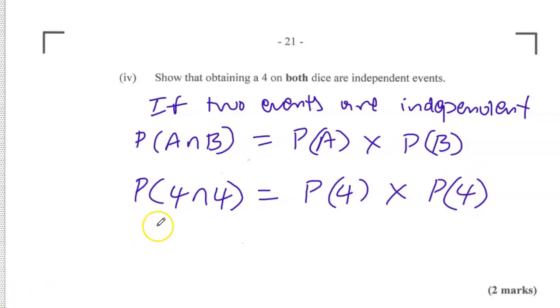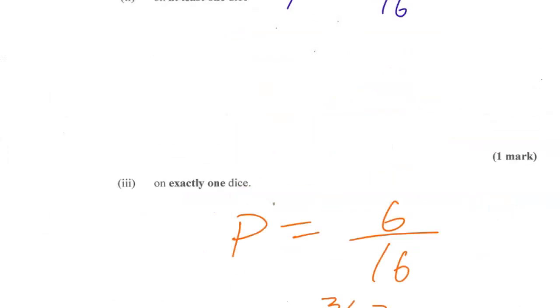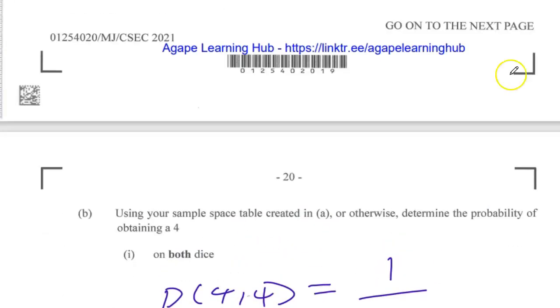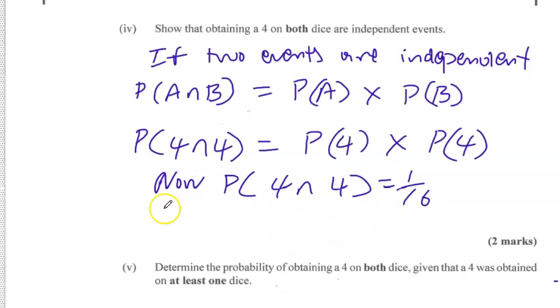So the probability that we get 4 and 4 on both dice, we already have that. Remember that was 1/16. Let's just double check. Where was it? The probability that 4 on both dice, 4 and 4, it was 1/16, right? So I already have that. Now what's the probability of 4 times 4?